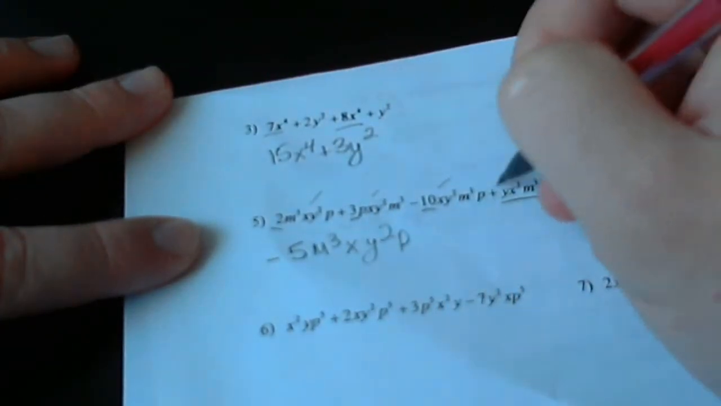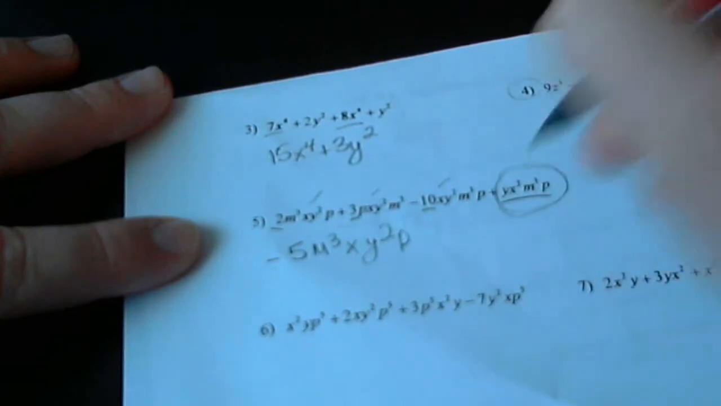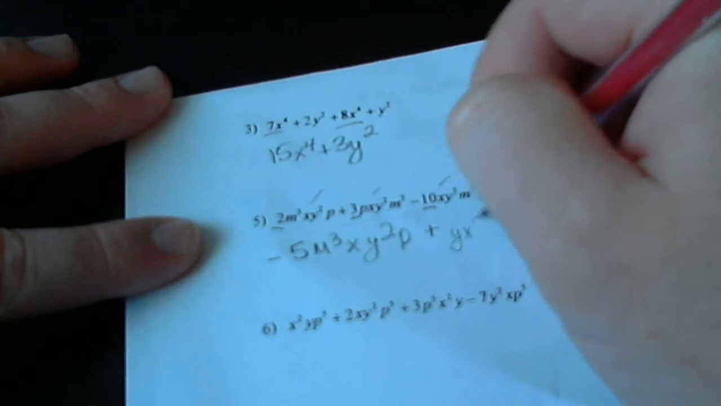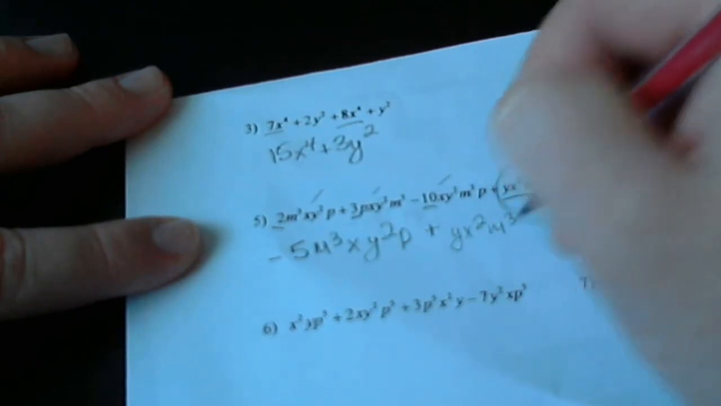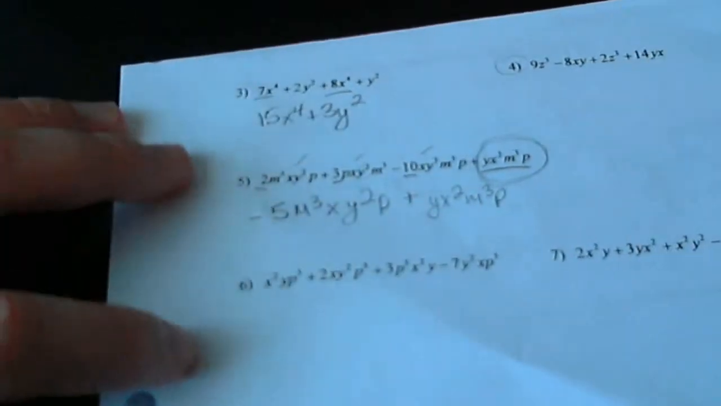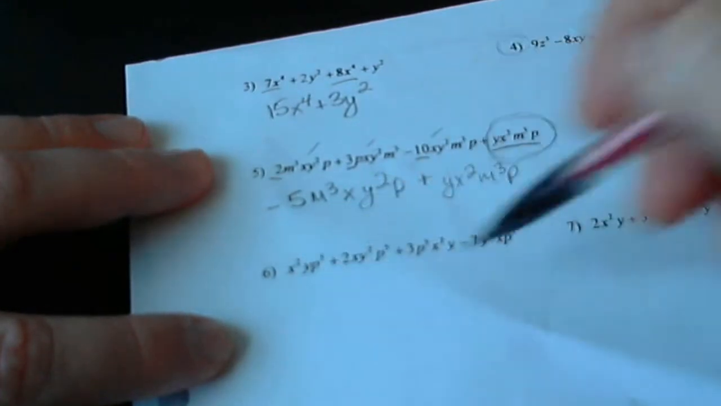Then we have this one at the end that we haven't done anything yet with, plus y x squared m cubed p. Just bring it along for the ride because it didn't match any of the other ones. We could try one more example. Let's look at number 6.